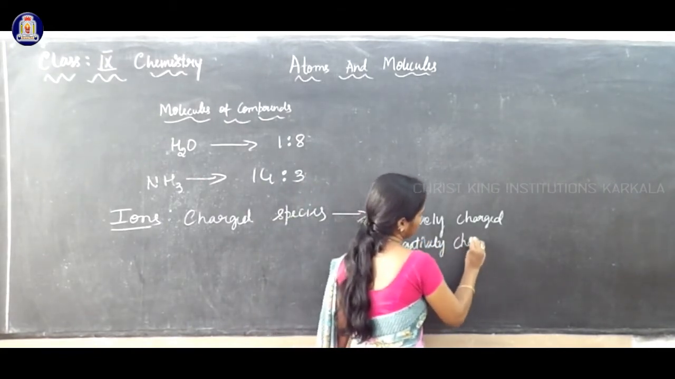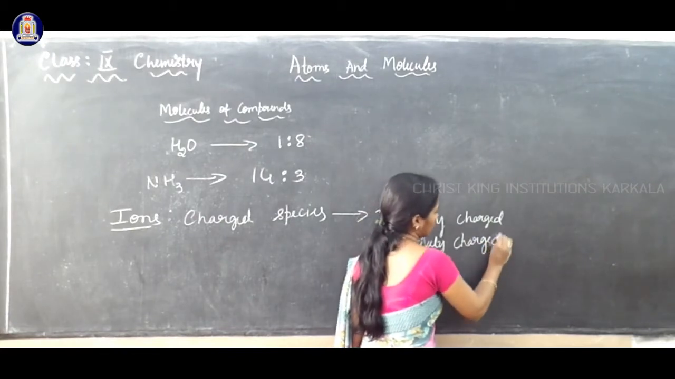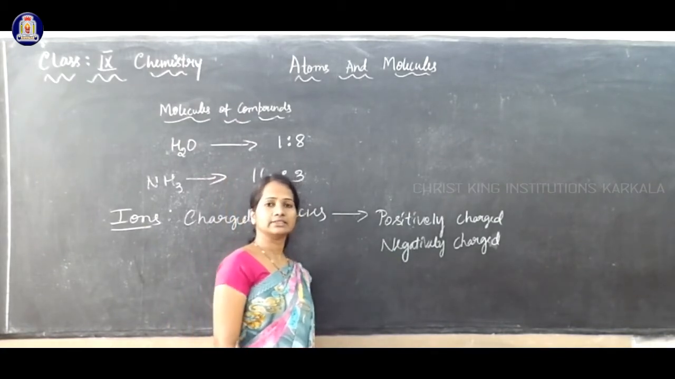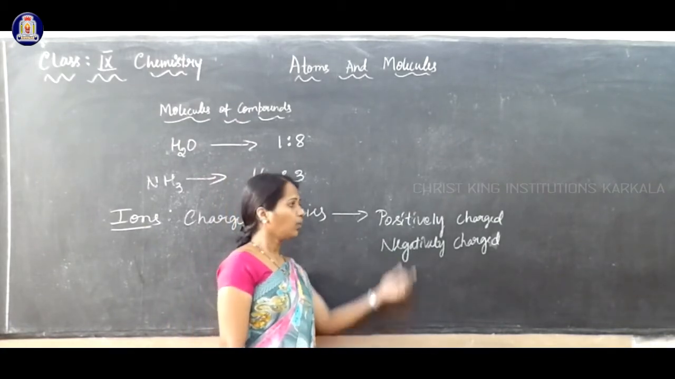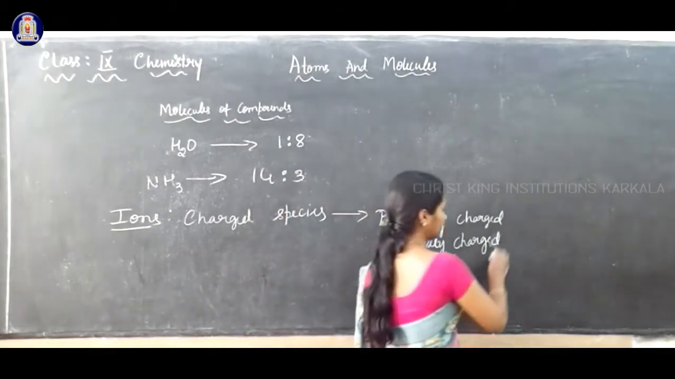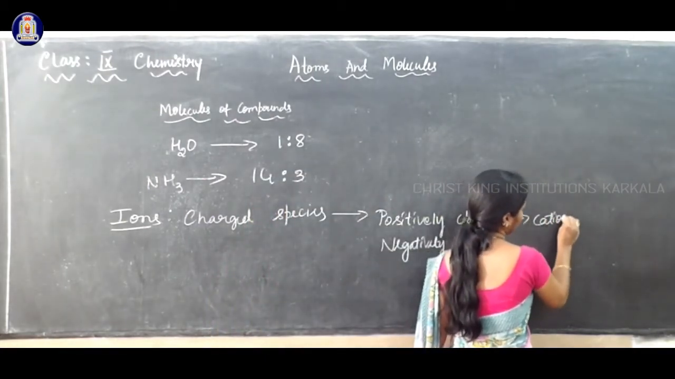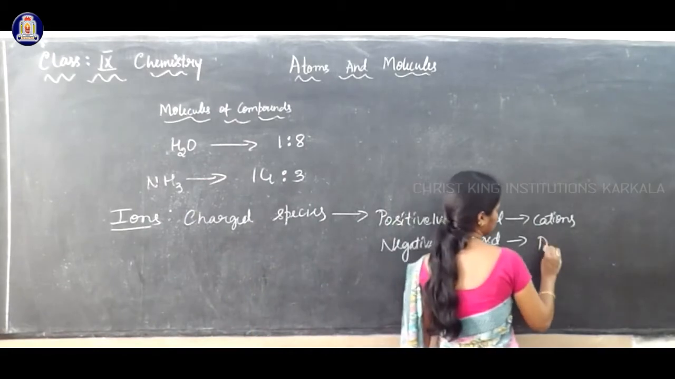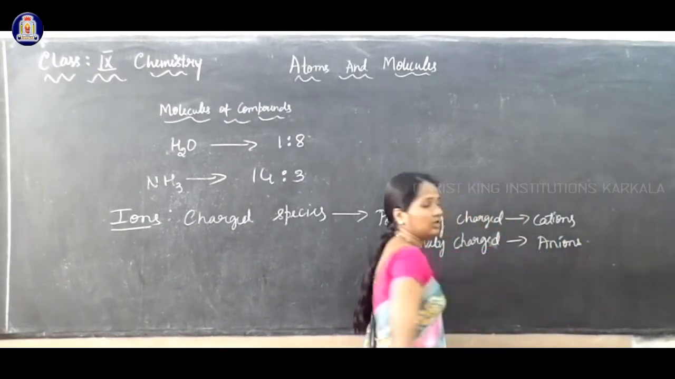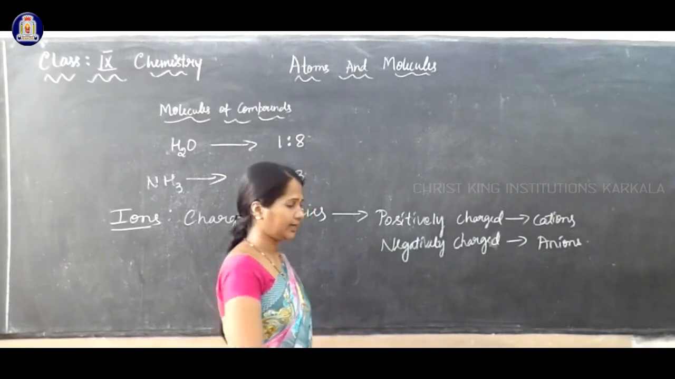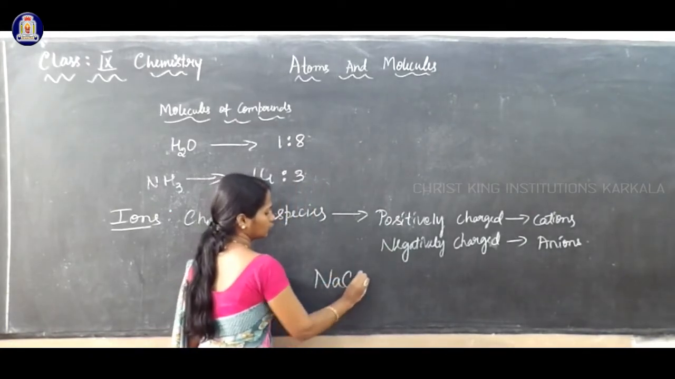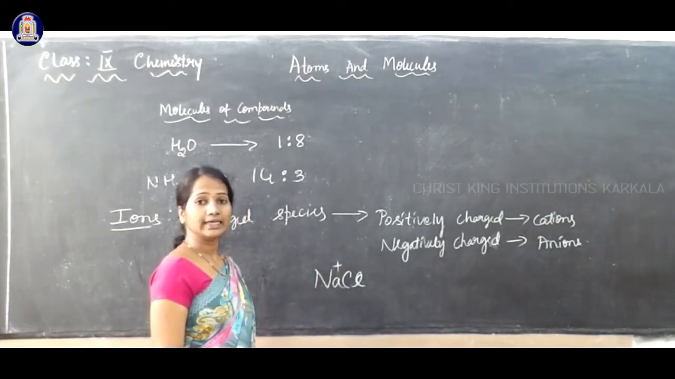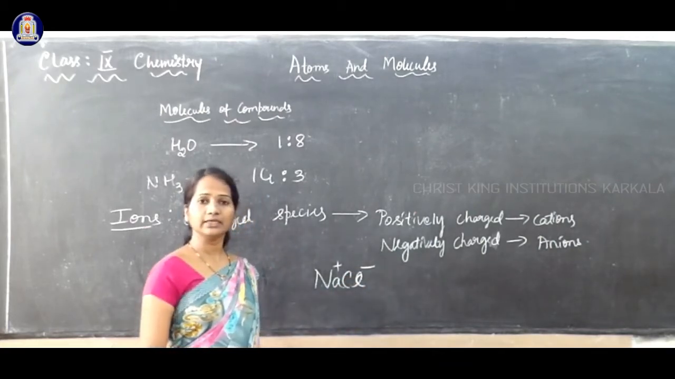Ions can have a positive charge as well as a negative charge. So there are positively charged ions as well as negatively charged ions. Positively charged ions we call cations, and negatively charged ions we call anions. If we take the example of sodium chloride, NaCl, it contains positively charged sodium ion and negatively charged chloride ion, Na+ and Cl-.